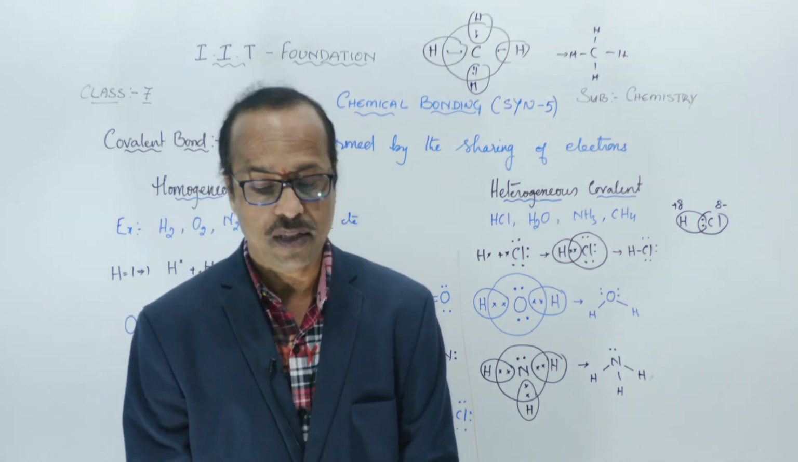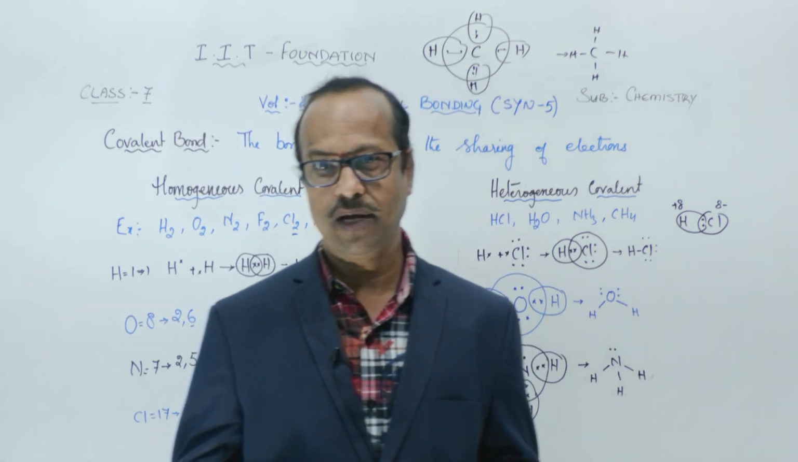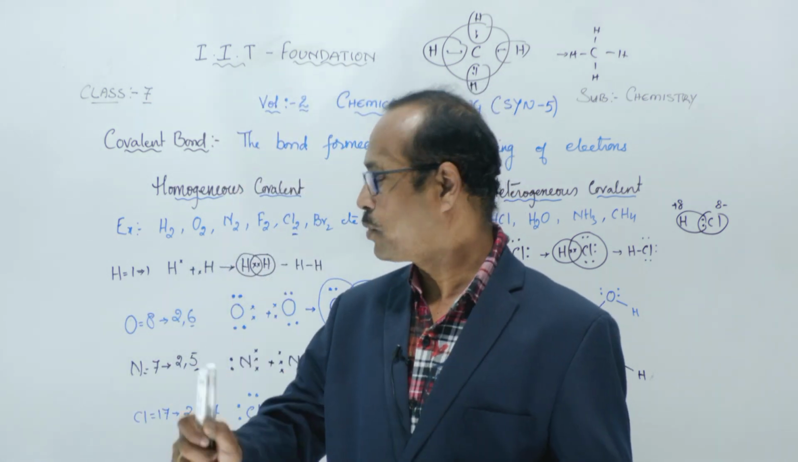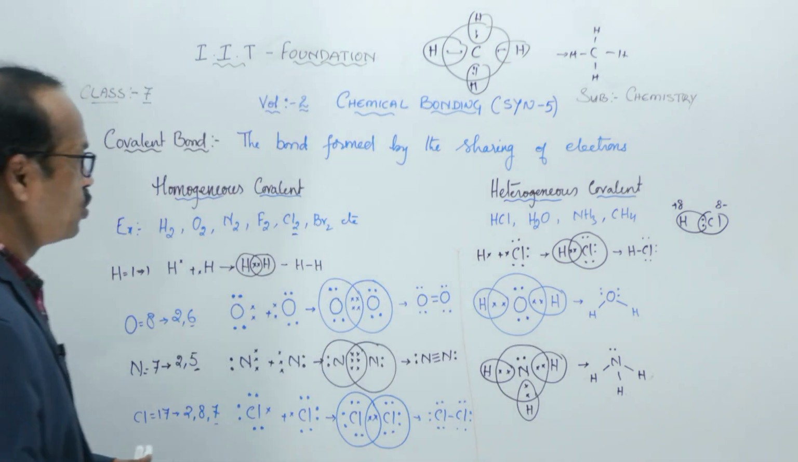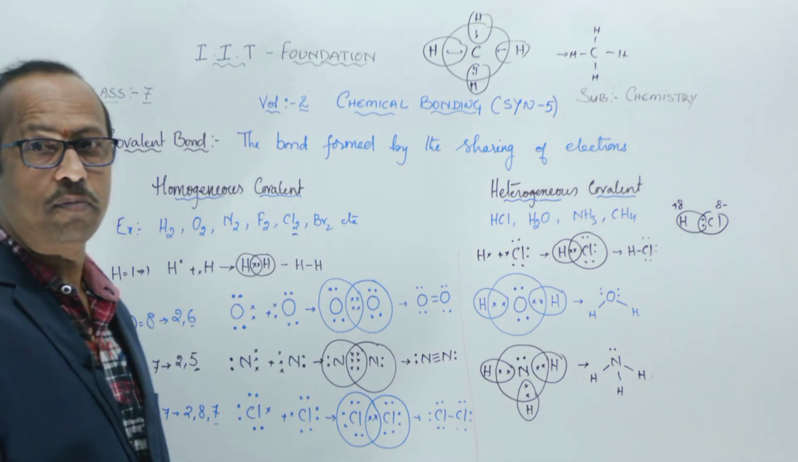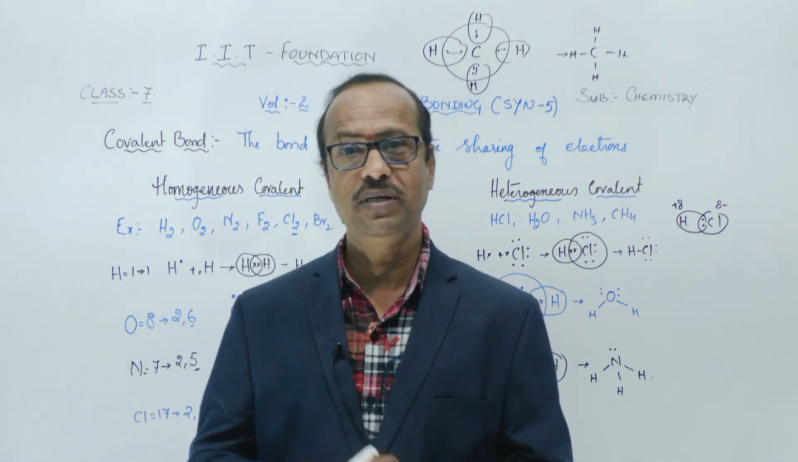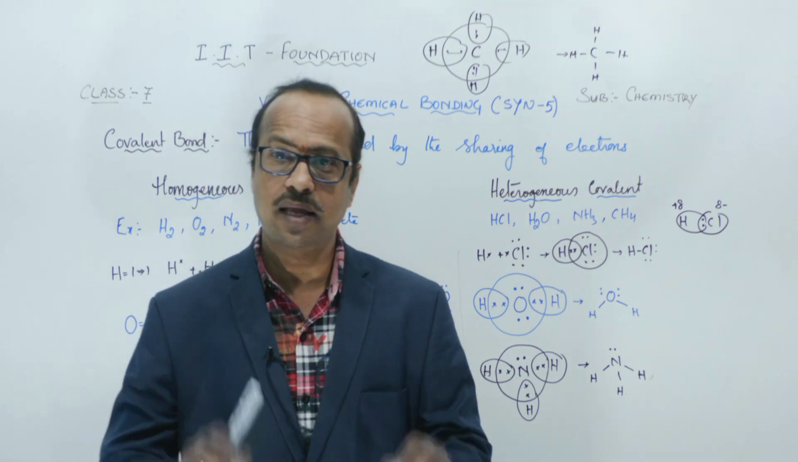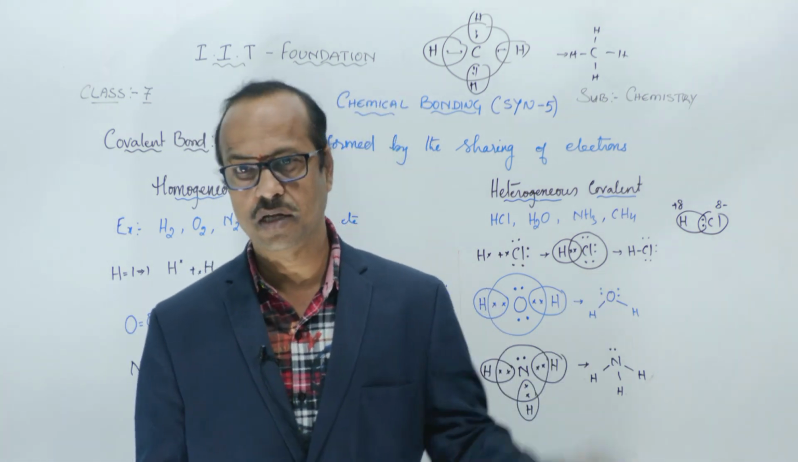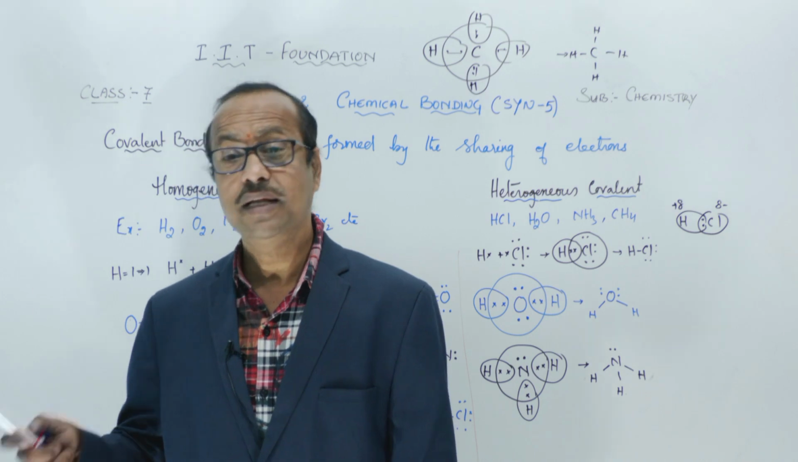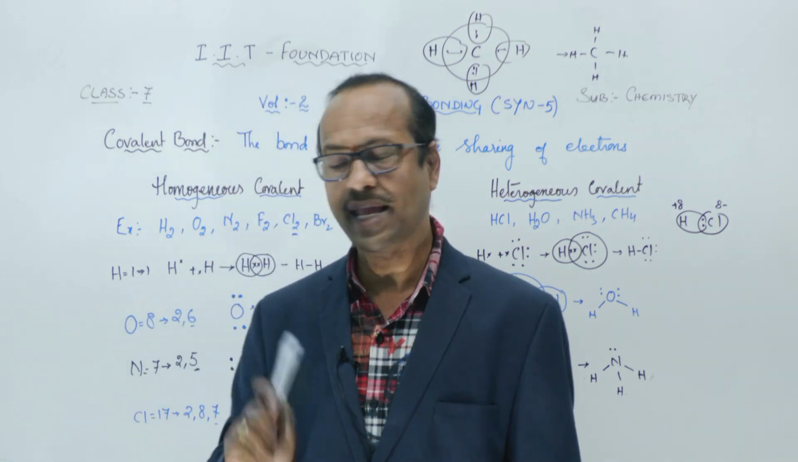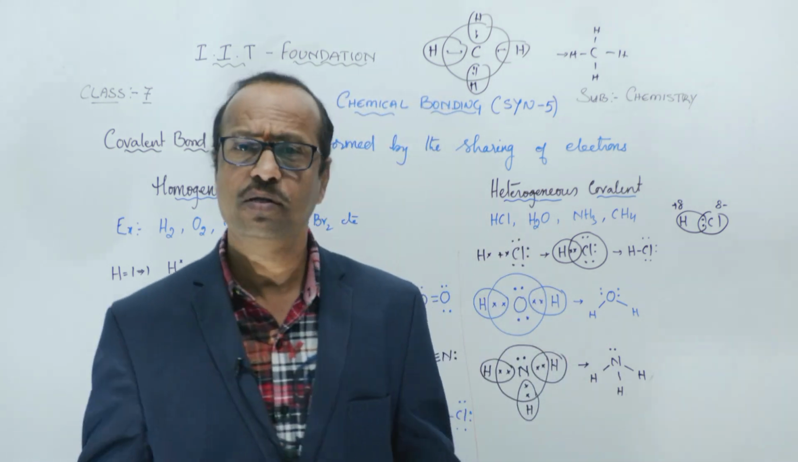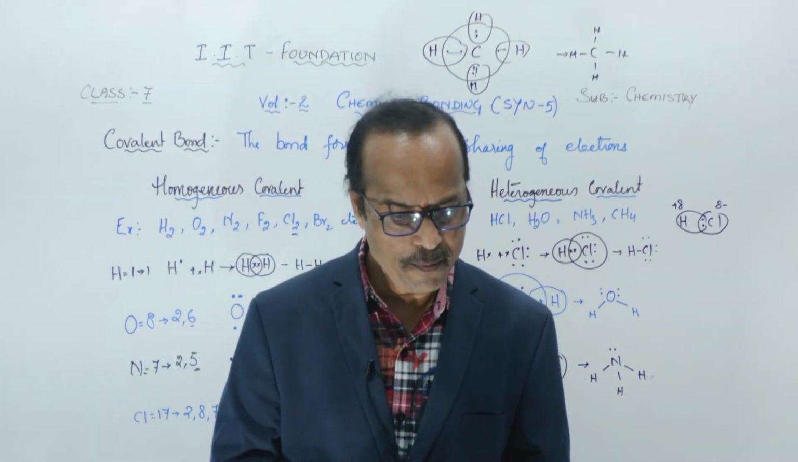Okay. Next, now let us see what the properties of covalent compounds are. Generally, covalent compounds may be solids, liquids, or gases. So here you see, in the ionic bond we discussed, ionic compounds are mostly solids. Almost all are solids. But here they may be solids, they may be liquids, they may be gases. So for example, you see these are gases, and you see water is a liquid. So they may be solids, liquids, or gases.